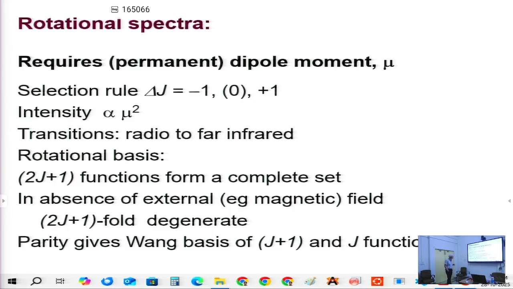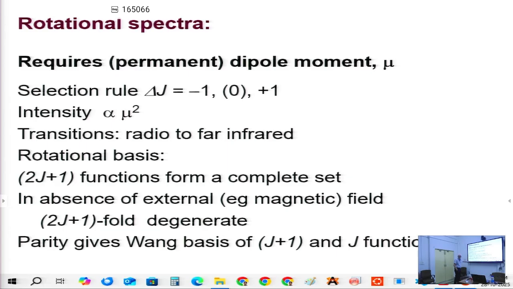So that's 2J plus 1. In the absence of a magnetic field, you get another 2J plus 1 degenerate levels for each of them. Basically, you get 2J plus 1 in the molecule frame and a second 2J plus 1 in the lab frame. If you don't have any external fields, the lab frame ones remain degenerate. If you put in a field, then you start splitting those, so you get an extra 2J plus 1.